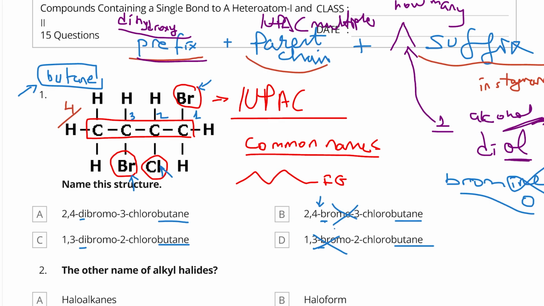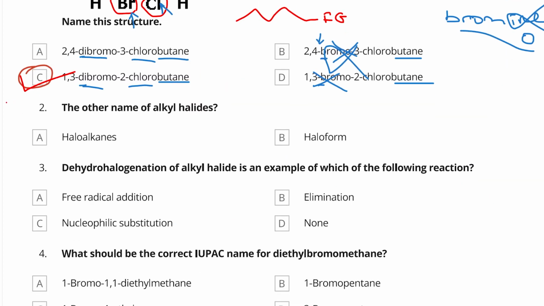For the options B and D, there is no di, so eliminate. For the options A and C, as the dibromo and 1 chloro, they are okay. But this time we should focus on the locants. And we have the 1,2-dibromo, 2-chlorobutane. So the answer of this question is C, my friends. C, this is the answer. Yes, let's continue on question 2.